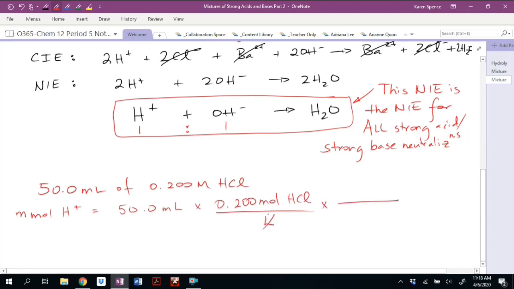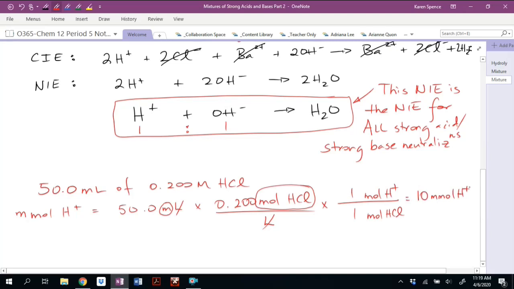And that gives us, our liters cancel out. Right now we have millimoles of HCl. Okay, so we want to cancel then moles of HCl and find moles of H plus, and there is only one H plus in one HCl. So what we're going to get is 0.2 times 50, so that's going to be 2 times 5, which is 10 millimoles of H plus.